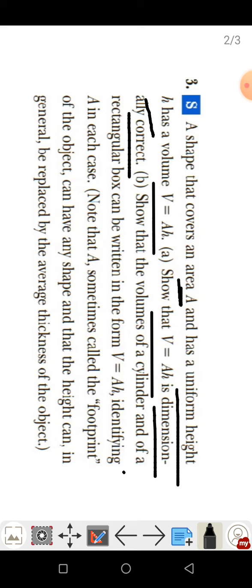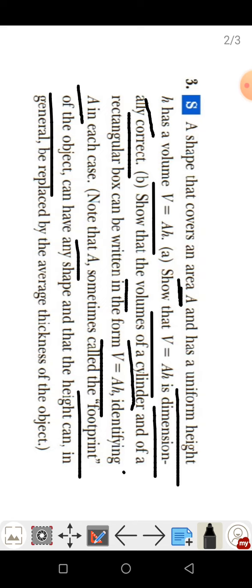Then B, show that the volumes of a cylinder and a rectangular box can be written in the form of V is equal to AH, identifying A in each case. Note that A, sometimes called the footprint of the object, can have any shape, and that the height in general can be replaced by average thickness of the object.